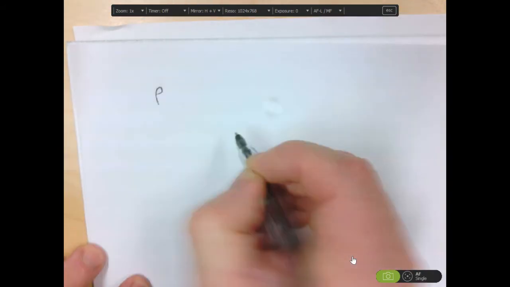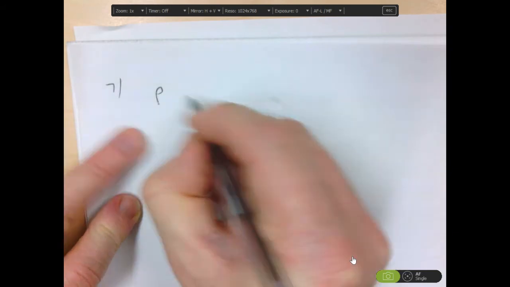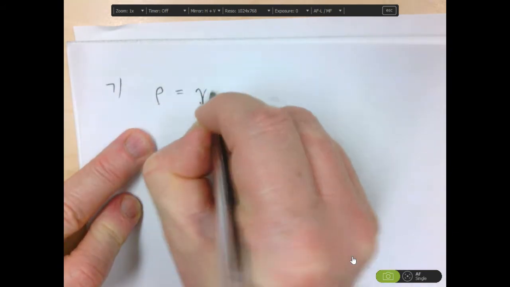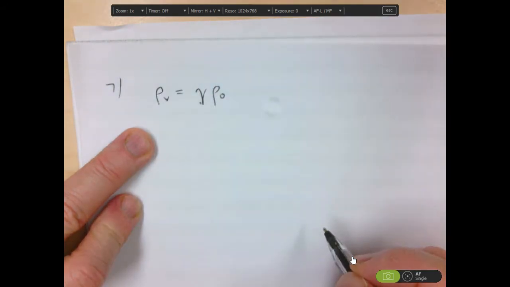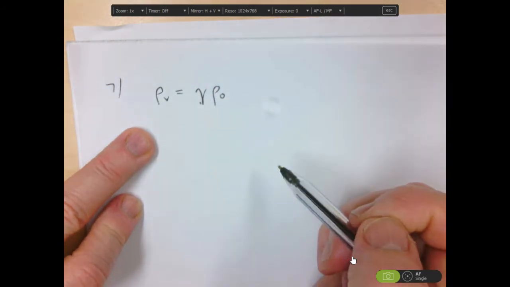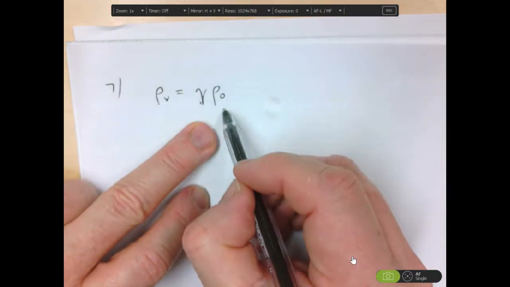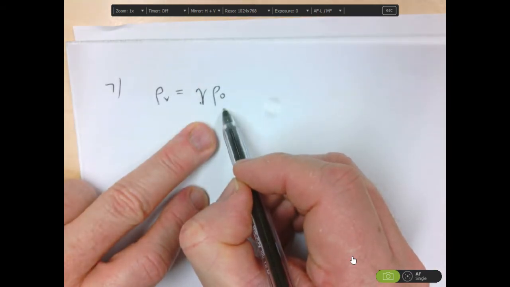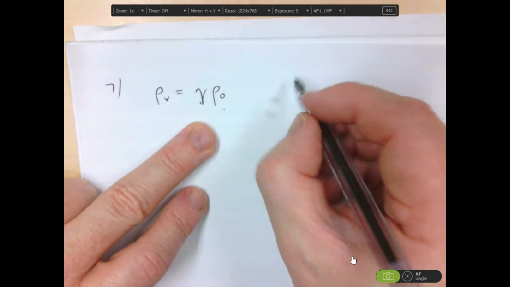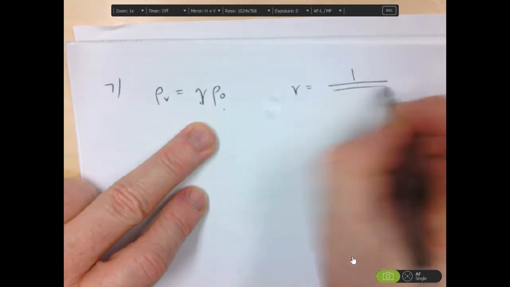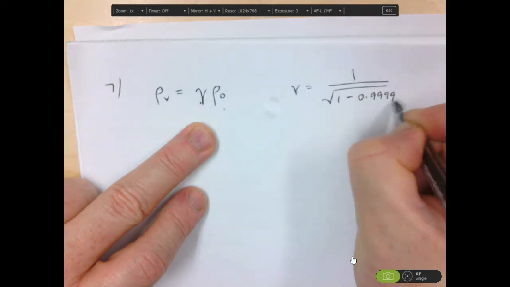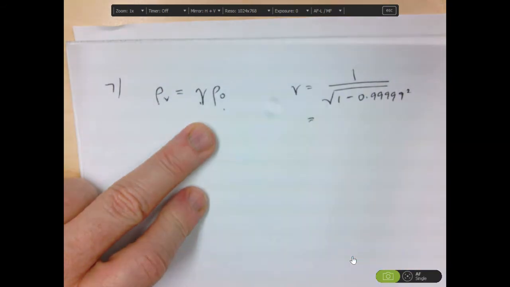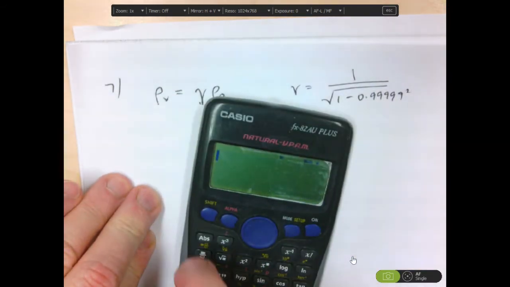Okay, so our momentum, so this is question 7, is given as gamma times the proper momentum. So the momentum at a velocity is gamma times the momentum if it's not at velocity. Obviously, it has to be at velocity to have momentum. So this gamma is going to be 1 minus, I said 5 nines, so 0.99999 squared. So this is going to be a huge gamma. How huge, I don't know.